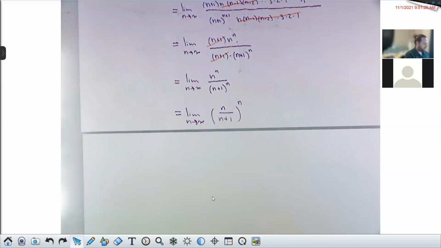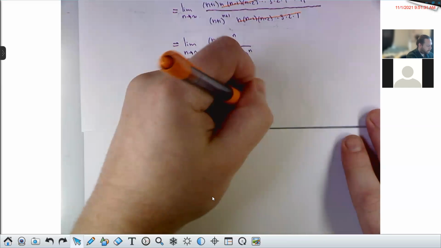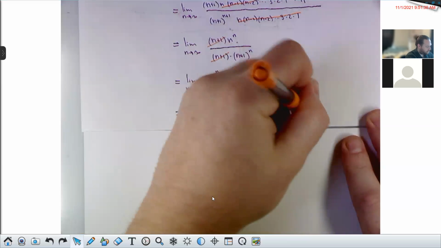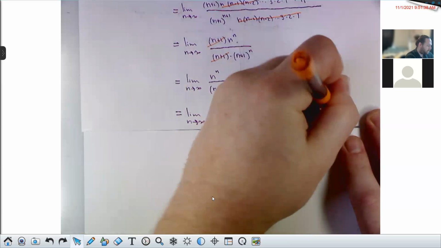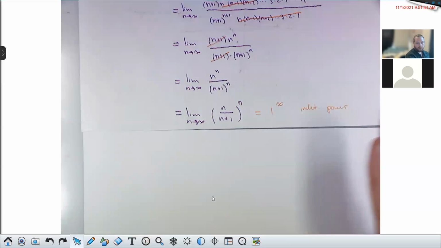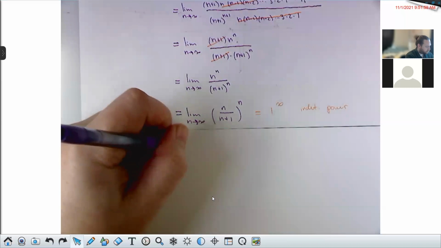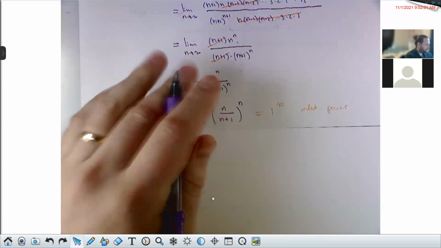So if I rewrite it like this, it is an indeterminate power. N over n plus 1 goes to 1, so this is 1 to the infinity, which is an indeterminate power. And the way you handle indeterminate powers is by taking the natural logarithm, manipulating it algebraically, and then applying L'Hopital's rule. You could do that. It would take another page and a half just to get through the calculation. So instead, like I said, we're going to lean on a previous problem.